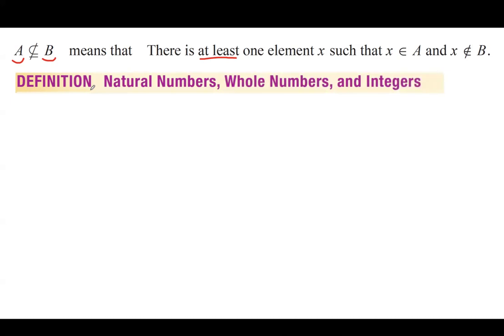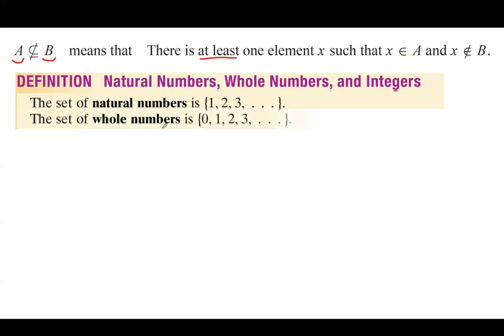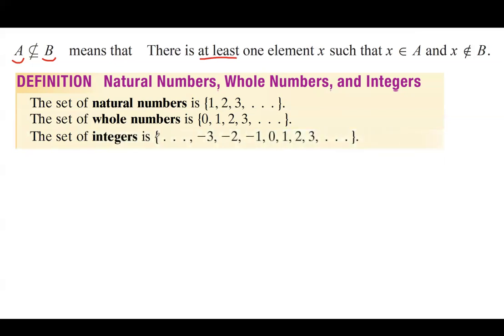Let's go back to algebra. Remember the definition of natural numbers, whole numbers, and integers. The set of natural numbers starts at 1, then 2, then 3. These are all counting numbers. The set of whole numbers starts at 0. So you have 0 on top of the counting numbers, and it is called the whole number system. Then we add negative numbers and we introduce integers.